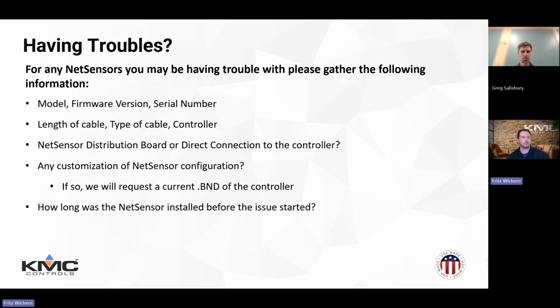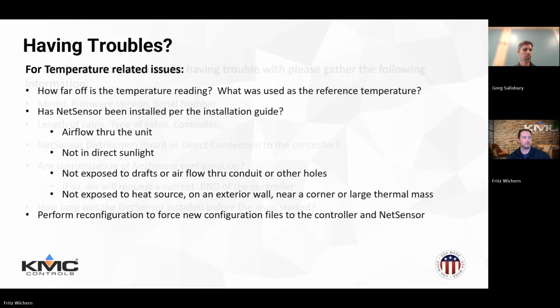How long has that NetSensor been installed before the issue started? If it's a temperature related issue, how far is it off? What were you using as a reference to make sure that it was actually reading off and not just a fluke? And again, questions we'll ask you: was it installed in sunlight? Was it exposed to a draft through the back of the conduit or mounting box? So these are questions we're going to ask you if it comes in.